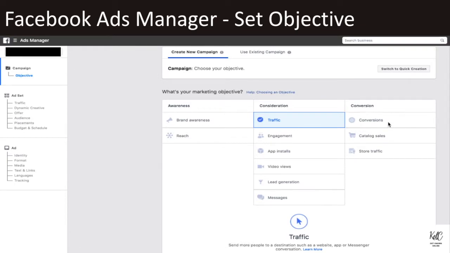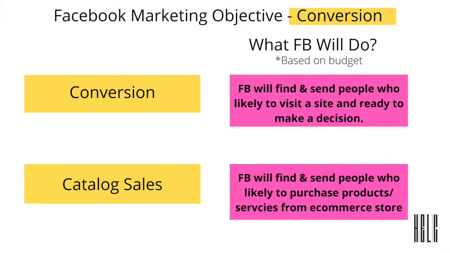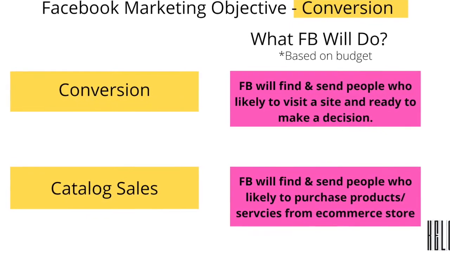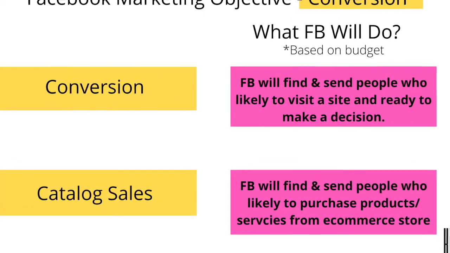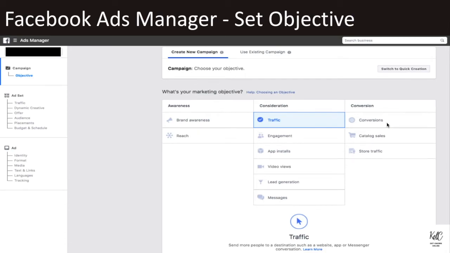Now, conversions. The main purpose is also to bring visitors from the advertisement so that they click into the advertisement and go to the website or landing page. But compared to traffic, conversion has one more step. If you choose conversion, Facebook will help you find those people who are ready to take action, who have already made a decision. For example, they are prepared to sign up for the event or sign up for the consultation. They have already found sufficient information and are ready to commit.